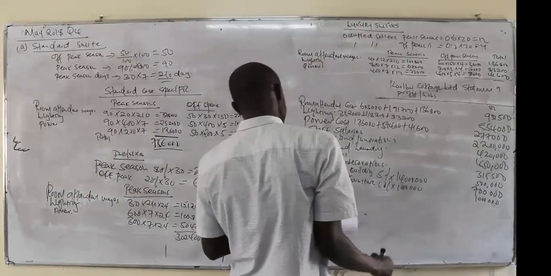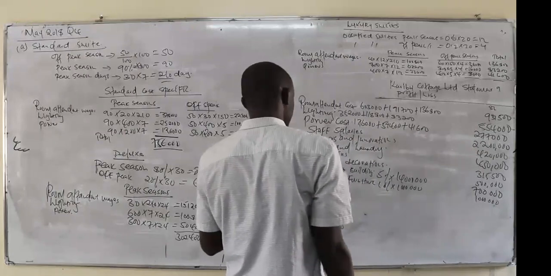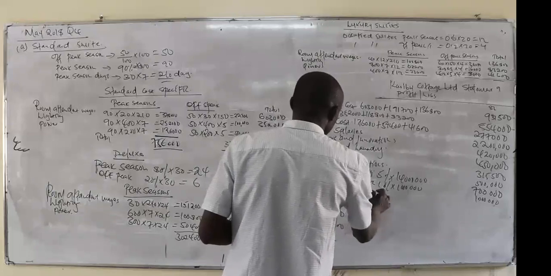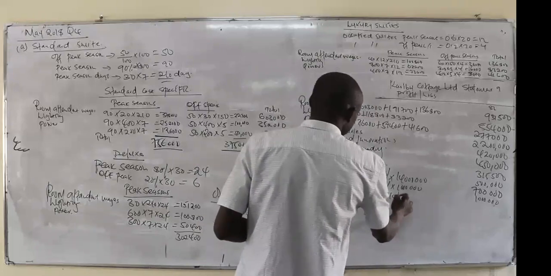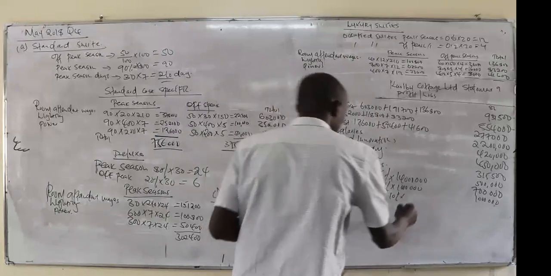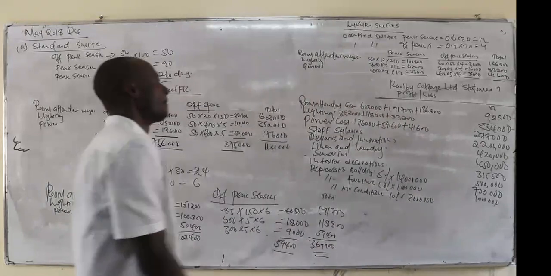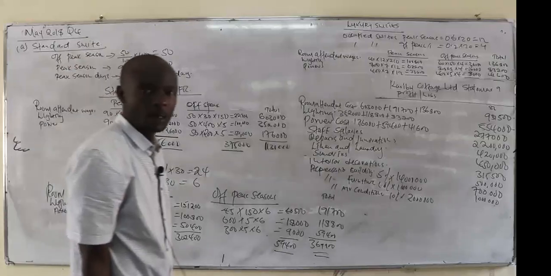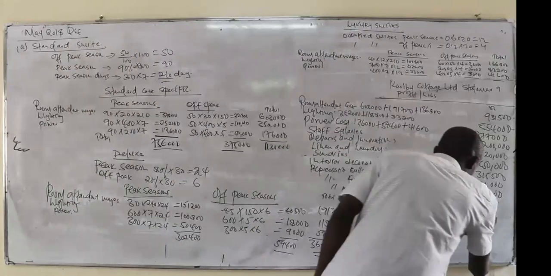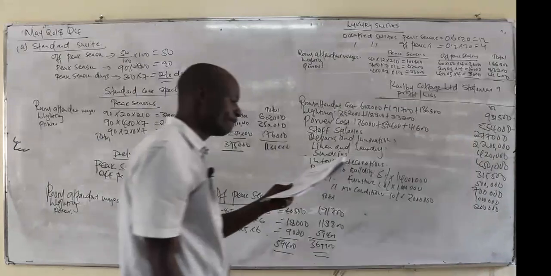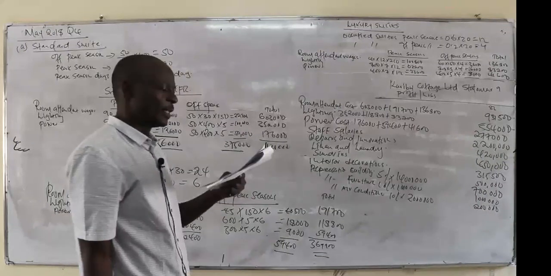And then there is also depreciation, error, which is 10% of 2 million. That one will give you how much? So this one will give you 200,000. So those are the only costs.